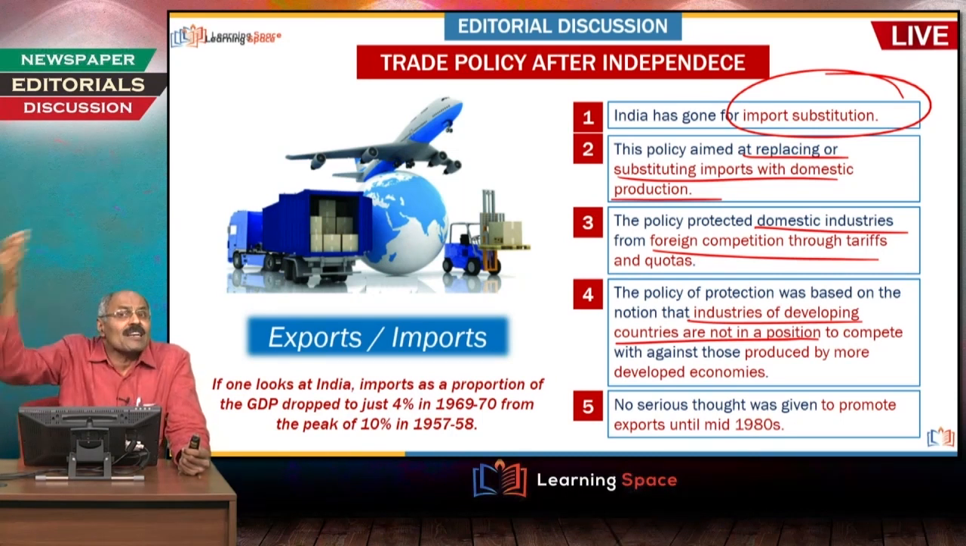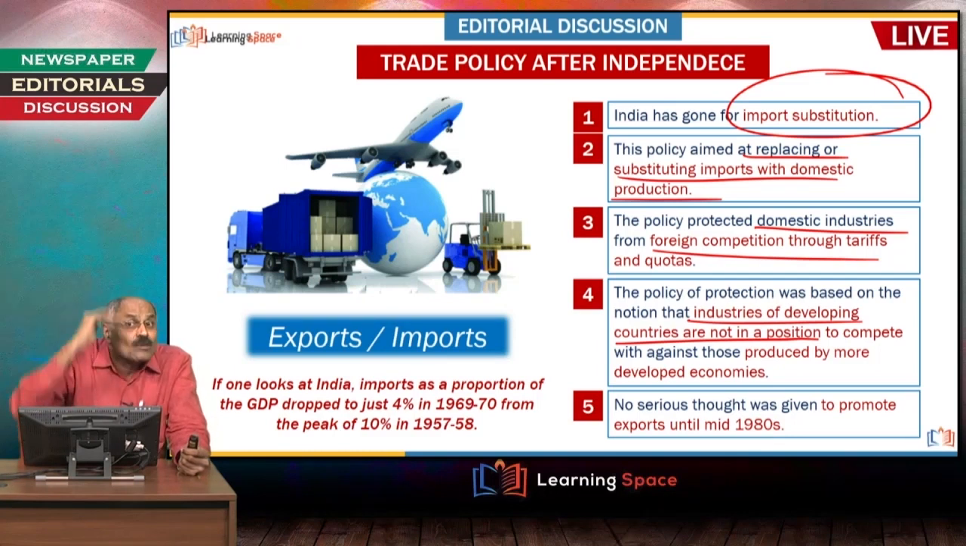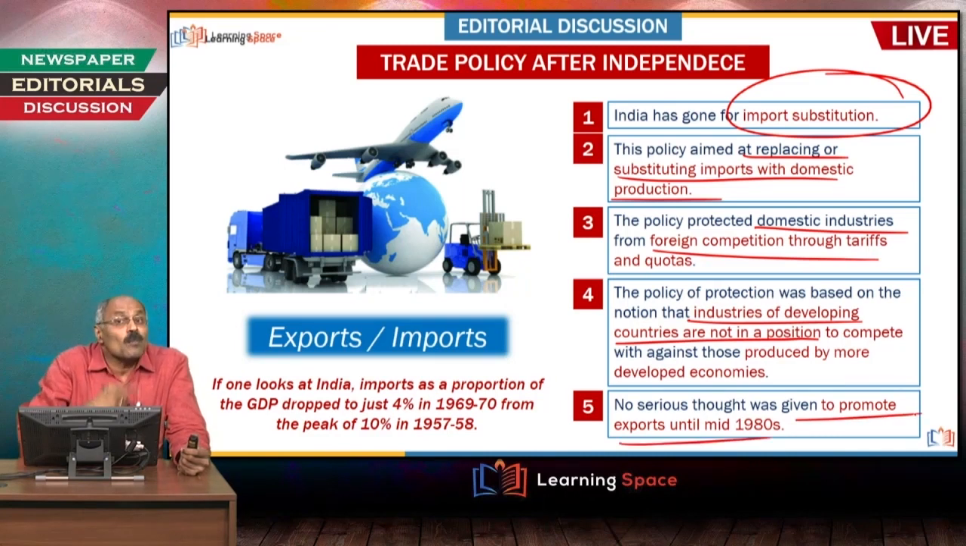When the imports are restricted, then what happens? We do not know about world-class products, and we are contented with our own products, which are not that superior, or you can say which are inferior to the global products. Then no serious thought was given to promoting exports until the mid-1980s. Initially, we relied on import substitution.